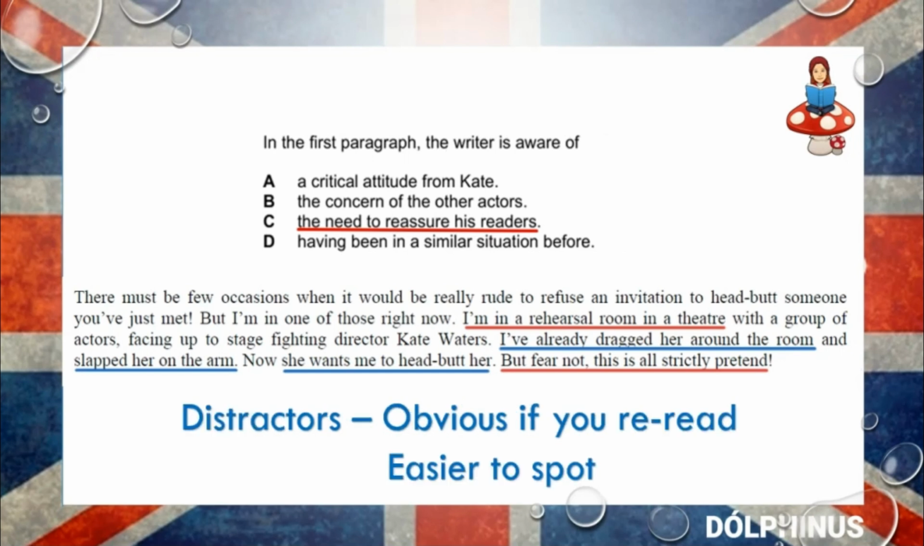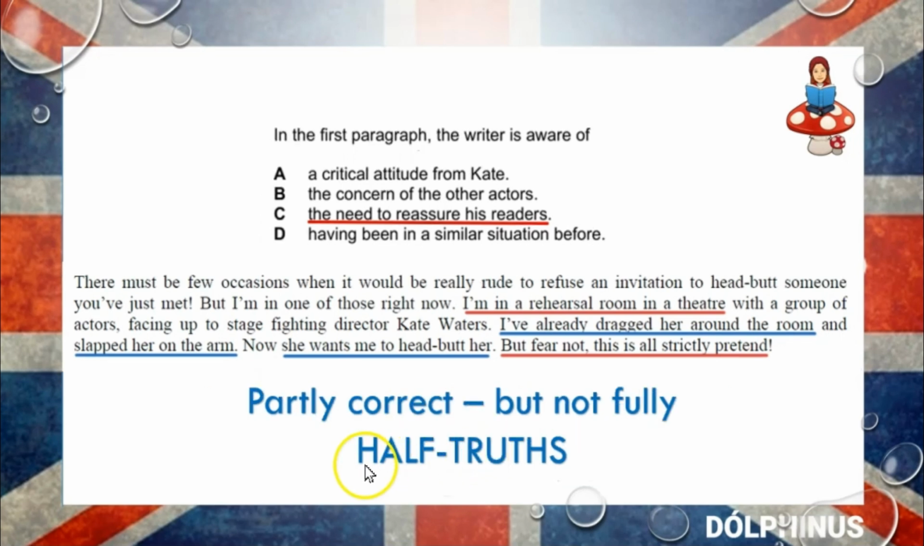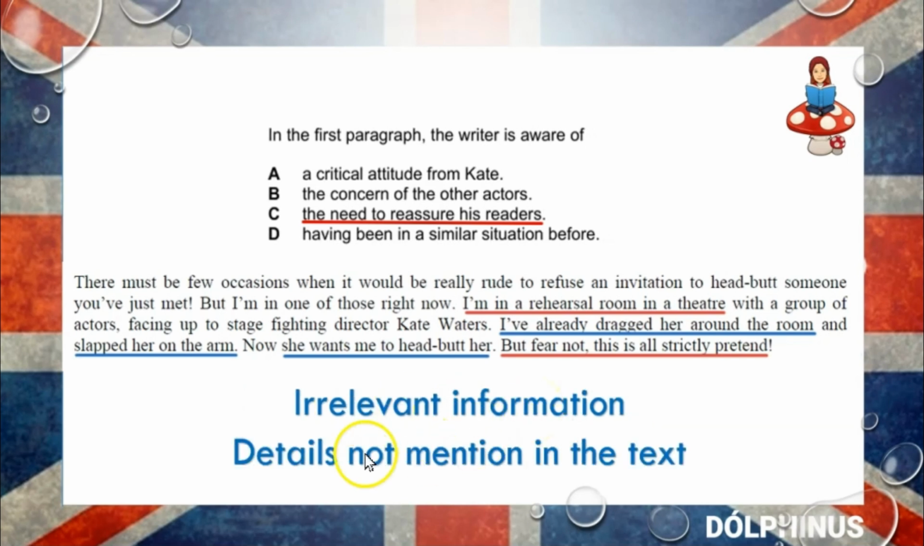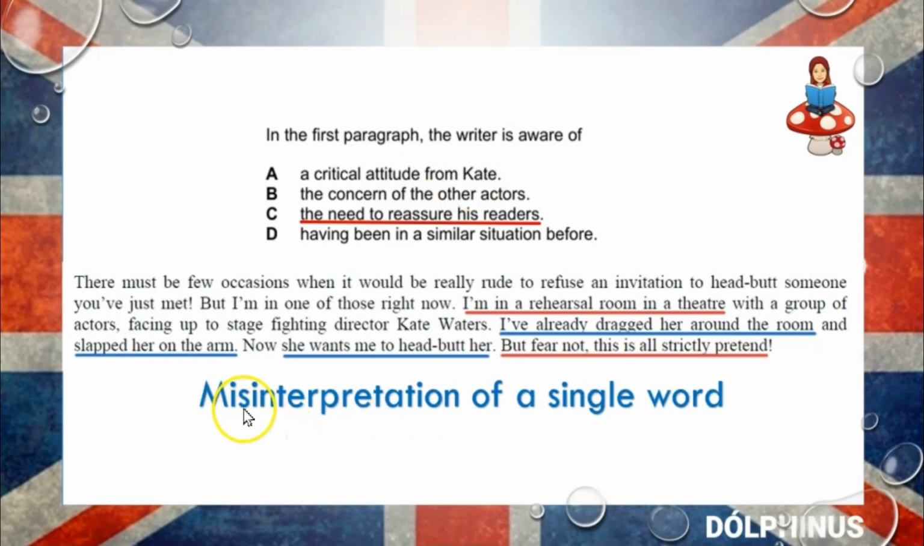Let's pay attention to the distractors, which are obvious if you read them, and they are easier to spot, of course, comparing them to C1. One of them is half-truth, in which they are partly correct but not fully. For example, in this one, the concern of the actors. The actors are present with a group of actors, but nothing is made reference about their concern. Then irrelevant information, making reference to details that are not mentioned in the text. For example, a critical attitude from Kate. Of course, the misinterpretation of a single word, in this case, it would be reassure in C.